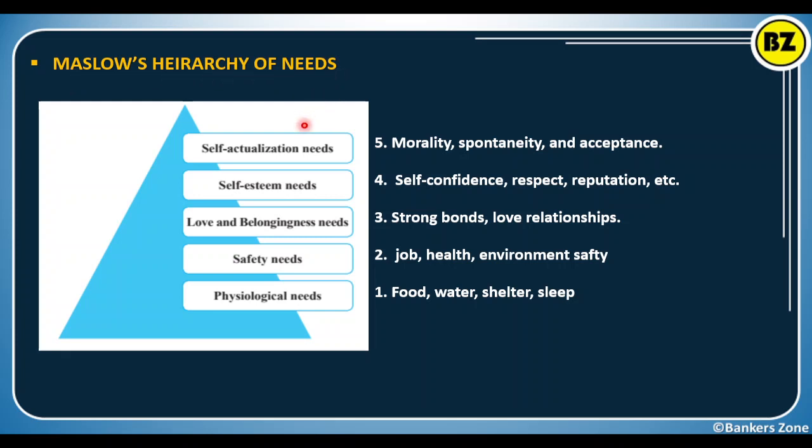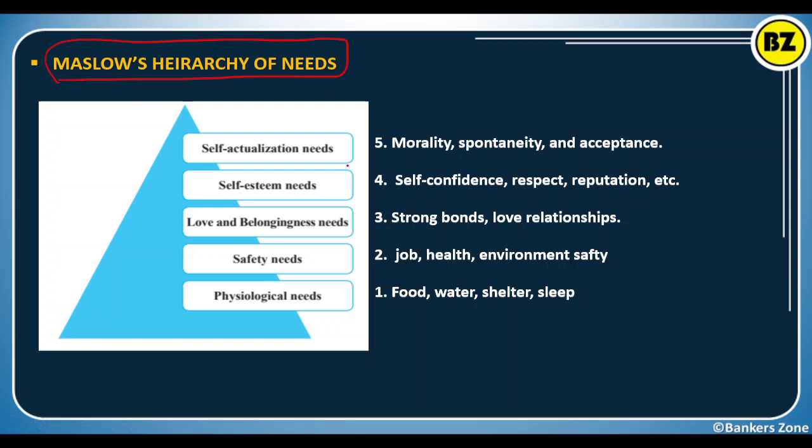Got it? So previously we discussed two theories. First was the classical, and second was the neoclassical, also called the behavioral theory, right? But the neoclassical and behavioral theory give rise to Maslow's need hierarchy theory. Here we'll see Maslow's need hierarchy theory, also called the hierarchy of needs.